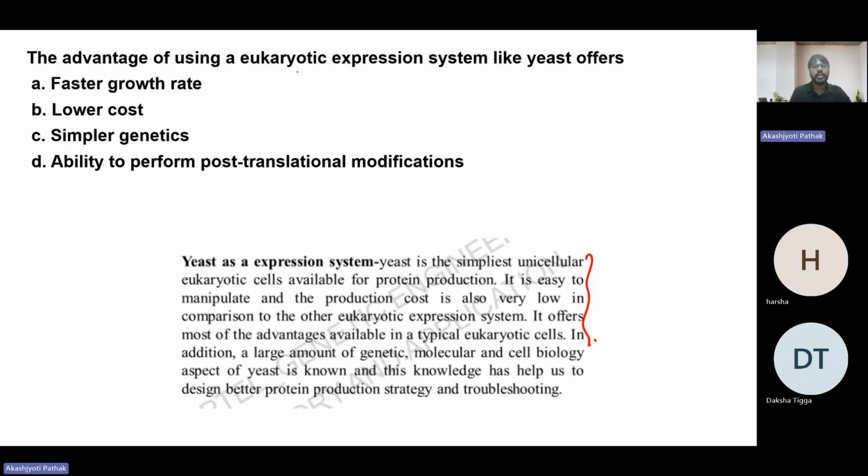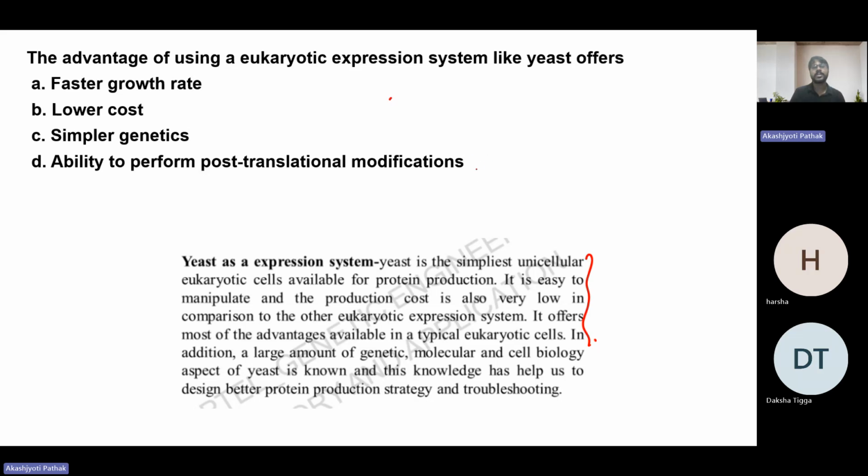Okay, so I forgot to add the animation. So why do we use a eukaryotic expression system like yeast? We are using yeast because there are certain types of proteins, usually human proteins or eukaryotic proteins, which have several post-translational modifications, and that is why if we want to express such proteins, we usually go for expression in a eukaryotic host.